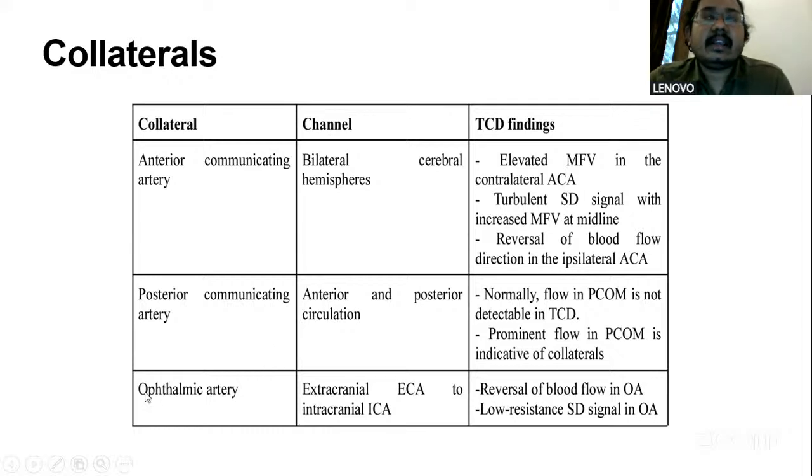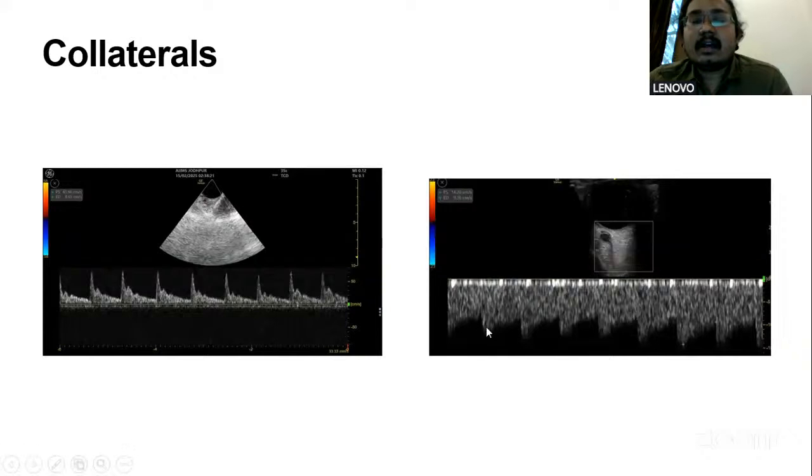And in the ophthalmic artery, classically the flow would be above the baseline, with a high resistance waveform. Whereas whenever it is working as a collateral, the flow would be reversed in the ophthalmic artery, and there would be a low resistance circulation. So this is the normal ophthalmic artery waveform, above the baseline, with a high resistance waveform. But in our case, we found the ophthalmic artery to have a reversal of flow and a low resistance waveform.